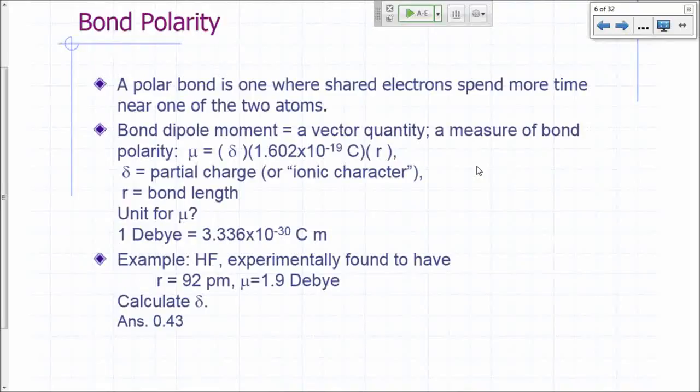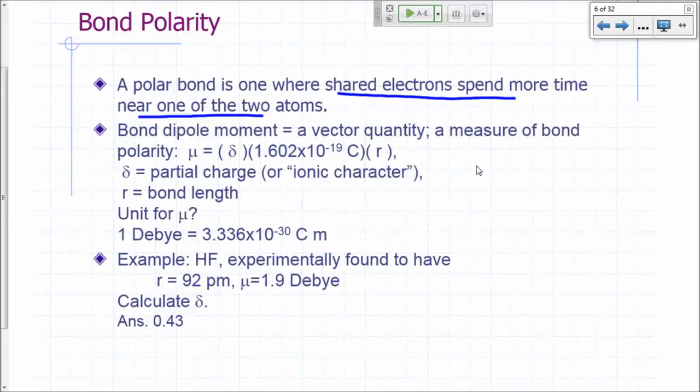So exactly what's a polar bond? What do we mean when we say we have a polar bond? We said that's when the shared electrons spend more time near one of the two atoms. Okay. You can define what's called the bond dipole moment. It's a vector quantity, so it's got magnitude and direction, as a measure of bond polarity.